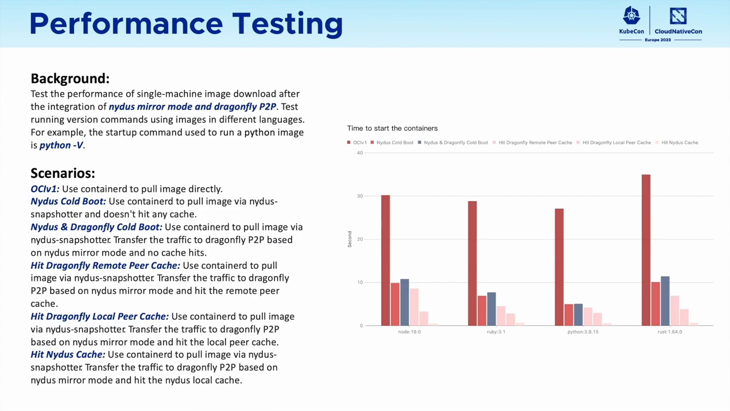Test results show that with Nydus mirror mode and Dragonfly P2P integration, using Nydus to download images, compared to the OCIv1 mode, can effectively reduce the image download time. The cold boot of Nydus and Dragonfly is basically close. All hits to the Dragonfly cache are better than Nydus only.